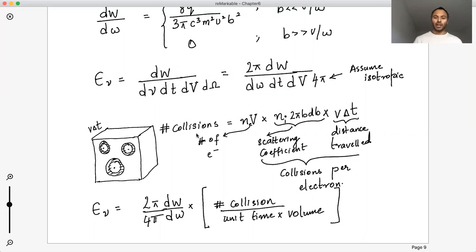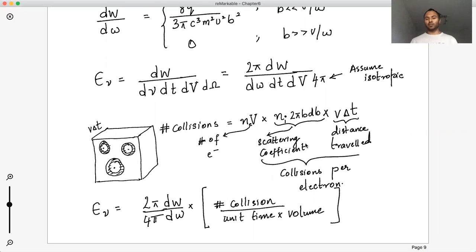Now, I can write that down as the total number of electrons in this volume, where V is the volume, Ne is the electron volume density. So that's the total number of electrons in this volume multiplied by this factor here, which I'm going to show to you, is the number of collisions or scattering events of a single electron. Okay, so this is going to be the number of collisions per electron, and I multiply that by the total number of electrons to get the total number of collisions inside this volume.